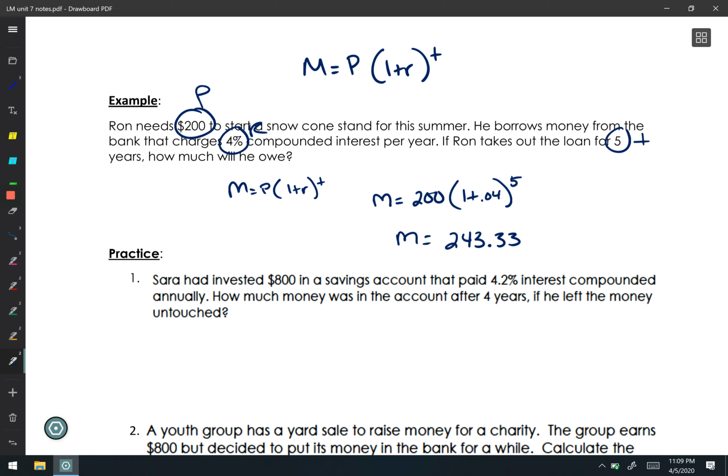Again, that is not the amount of interest. If we wanted to find the amount of interest, we would take the 243.33 and we would subtract $200 from it, and it would tell us that the interest in this case is $43.33.